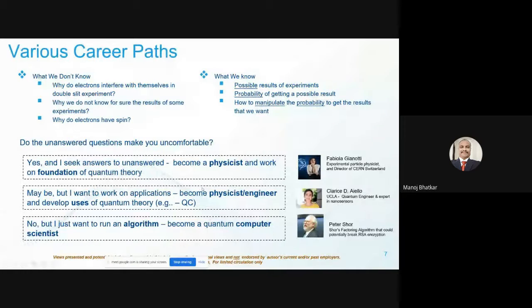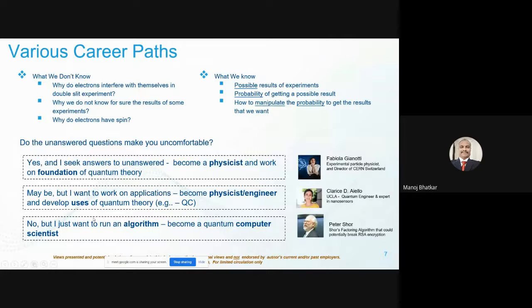You may decide, okay, I'm okay with living with some certain uncertainty, not wanting to understand everything in detail and the reason for it, but I want to work on the applications of some of the concepts. You can be a physicist, you can be an engineer, and you develop uses or use cases for the quantum theory. A great example is Clarice Aiello, UCLA quantum engineer and expert in nanosensors. She has developed nanosensors for medical use using quantum computing as a technology.